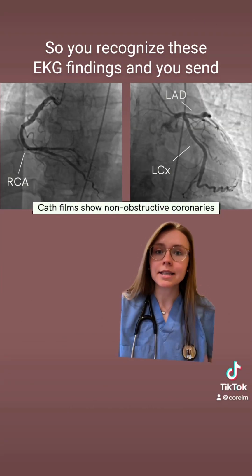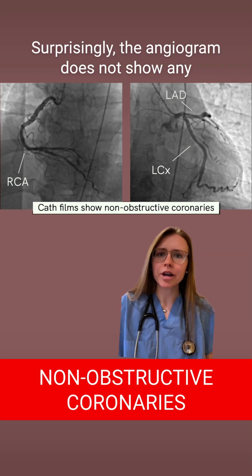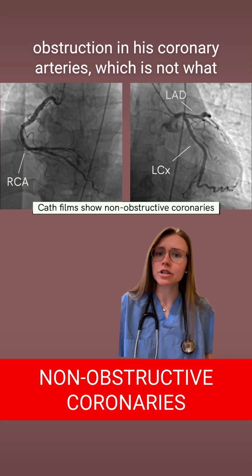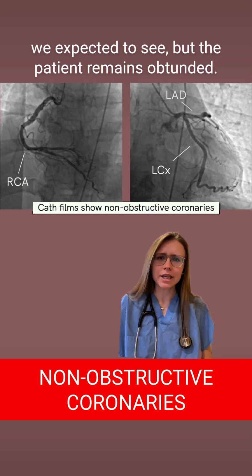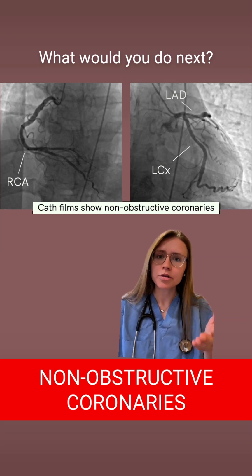So you recognize these EKG findings and you turn the patient appropriately for a coronary angiogram. Surprisingly, the angiogram does not show any obstruction in his coronary arteries, which is not what we expected to see. But the patient remains obtunded. What would you do next?